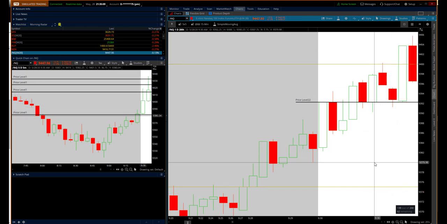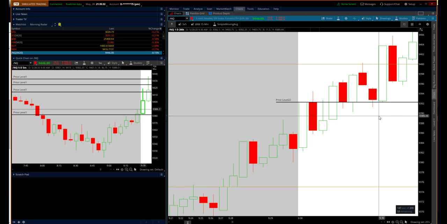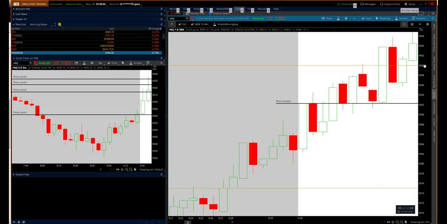So where's our entry here? Now this is a great pullback. That's a great pullback to go long right there. The only problem is that damn quarter, that 9,400. What are we going to do with that? We're not resolved yet. Third time's a charm. We come back across it again, right? Now we've got resolution above 9,400.